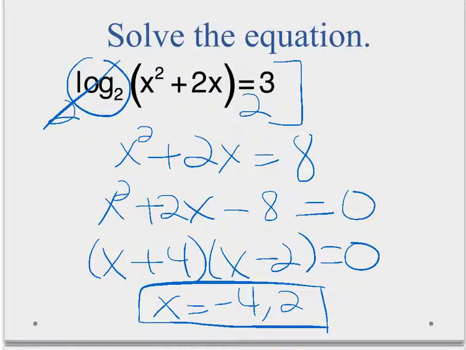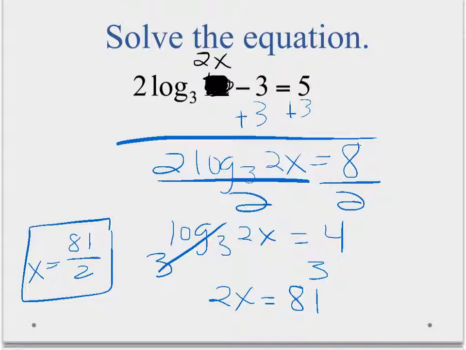And then we have to check for extraneous solutions. So if I plug negative 4 back in there, negative 4 squared is 16. And 16 plus 2 times negative 4 is 8. That's positive, so that's okay. Then I plug in the 2. 2 squared is 4, plus 2 times 2 is 4, so 8. That's positive, so that's okay. So they are both solutions to the equation.